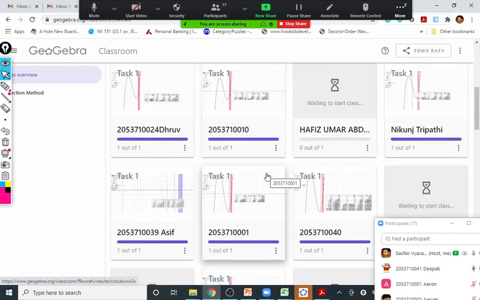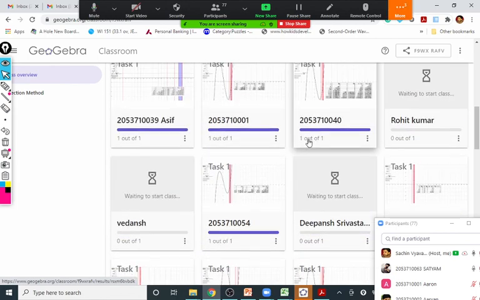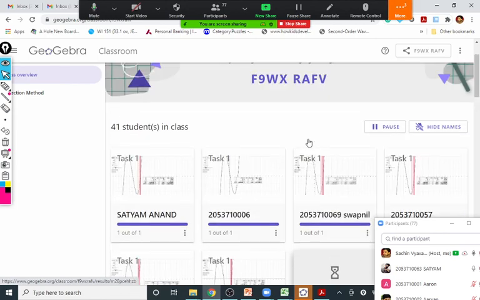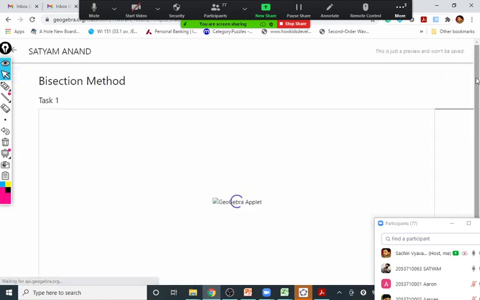Can you repeat the equation, please? X cube minus 9x plus 1. Done, sir. But I'm not able to see who completed here. Yes, Satyam Anand. Just a minute, Satyam. Okay, I will check whether you've done it.